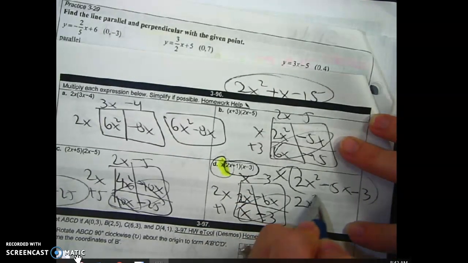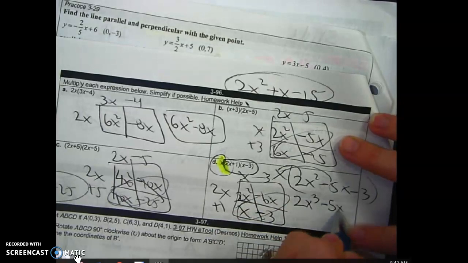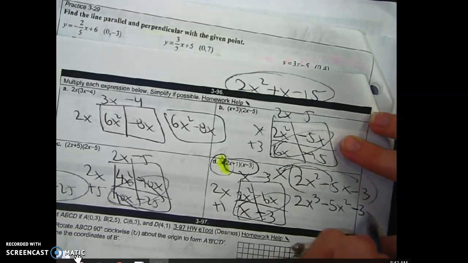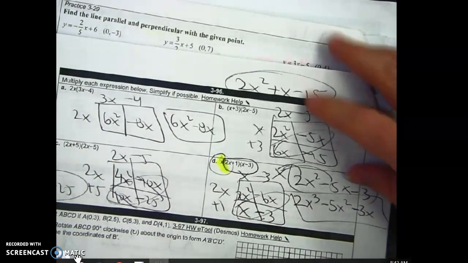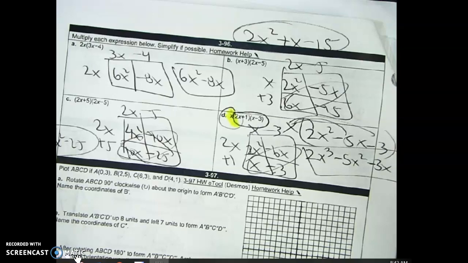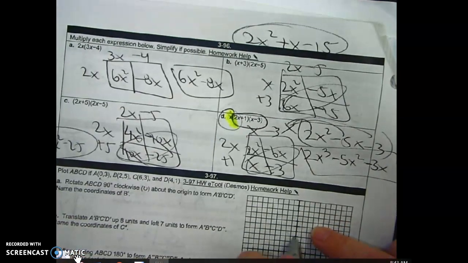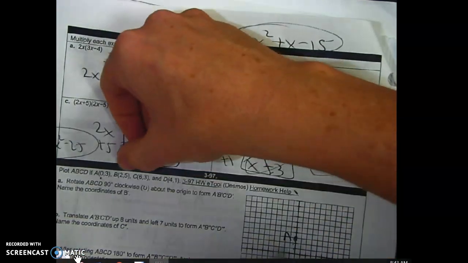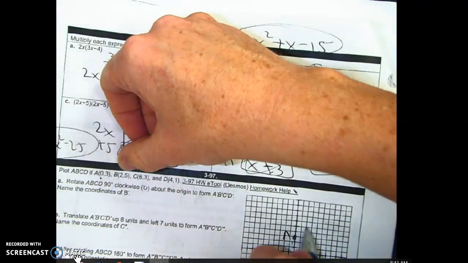Multiply. Okay. Let's look at the next one. The next one, we should be graphing it. So A is 0, 3, 1, 2, 3, A. B is 2, 5, 2, 5, B.